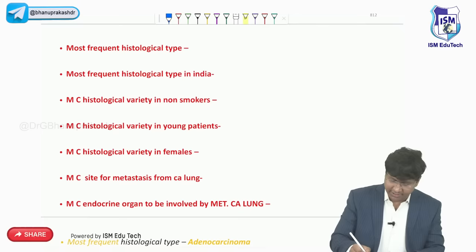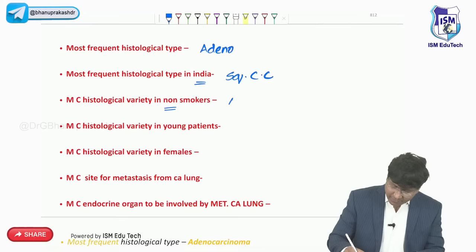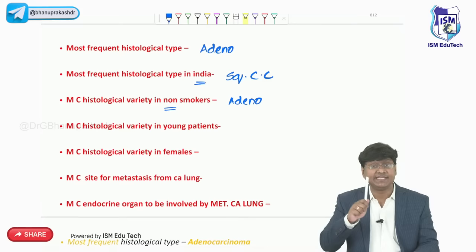And what is the most common histological type in India? That will be squamous cell carcinoma. And what is the most common histological type that you will see in non-smokers? That will be adenocarcinoma. And what is the most common variety that you will see in young patients? That will be also adenocarcinoma.